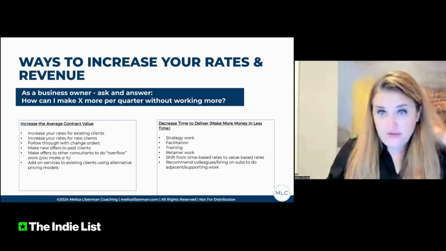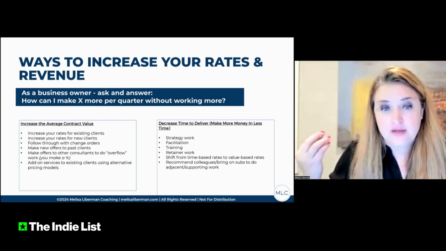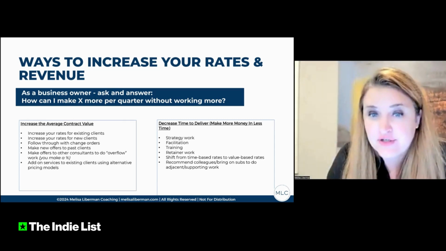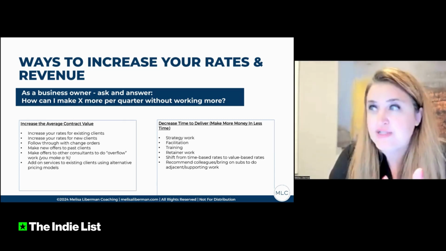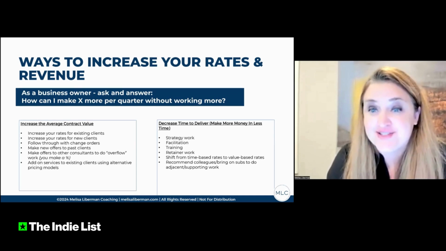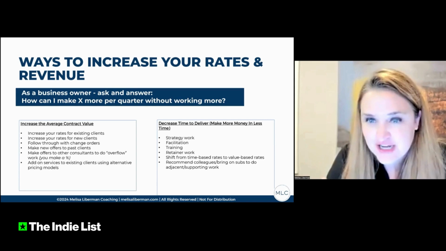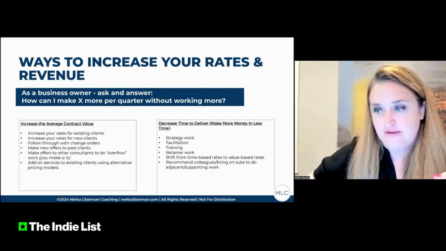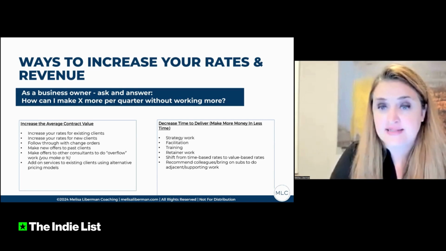And then the other component that you've got in terms of a lever for yourself is decreasing the time to deliver. So you're making more money with the time that you've got available, which I like to call your inventory. This is your inventory, right? This is the amount of time you have available. How do we maximize the amount of revenue that you're creating for that time?